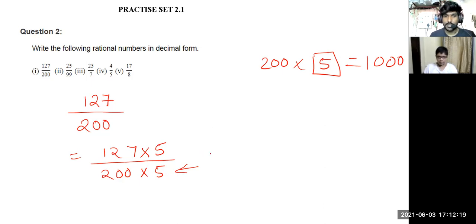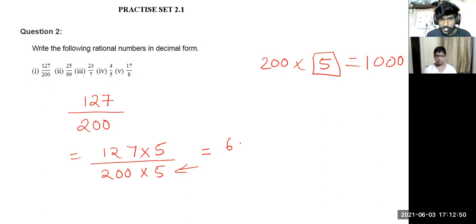Now, can you tell me the answer after multiplication? What is 127 multiplied by 5? You can take your notebook also and do it. Keep a rough notebook in front of you so that you may do the multiplication. If you can do it mentally, well and good. 635. Yes, correct.